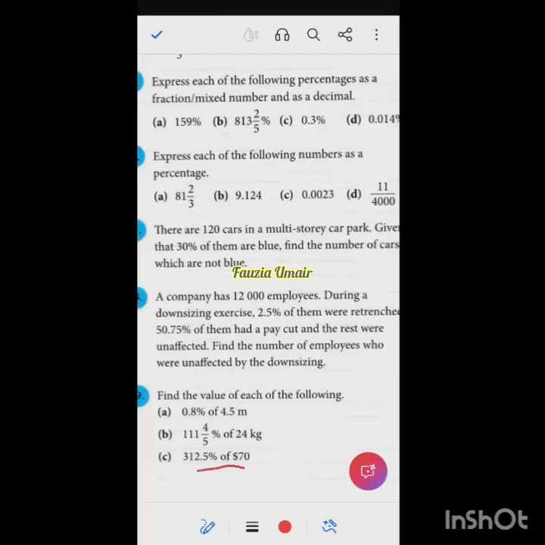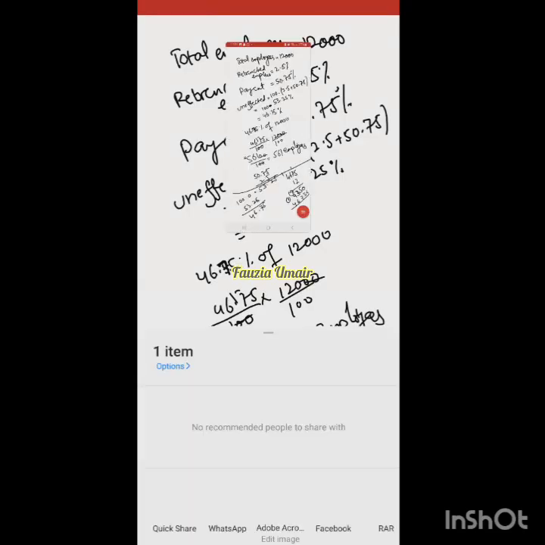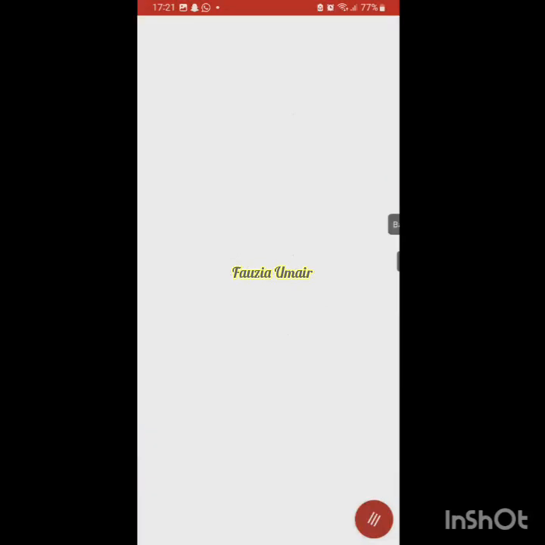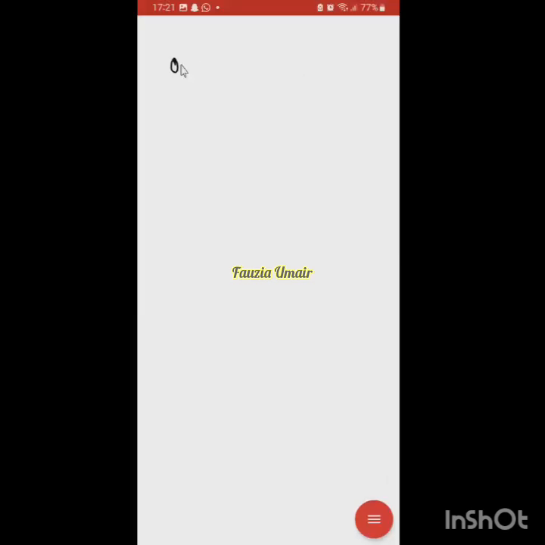Question number 9. Find the value. ठीक है, so first part is 0.8% of 4.5 meter. I'm doing it here. So the question is 0.8% of 4.5 meter. So what is 0.8%? अब आपने मुझे बताना है अब्रिश. If you remove this percent sign, तो क्या आएगा?